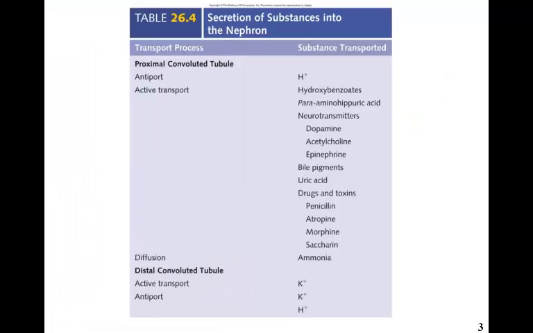Okay, and then secretion. This is the list of things that can be secreted. One of the things you may remember is that there are two ions, hydrogen and potassium, that can be actively secreted because your body needs to be able to get rid of these quickly, because even small elevations of either of those can be very dangerous.